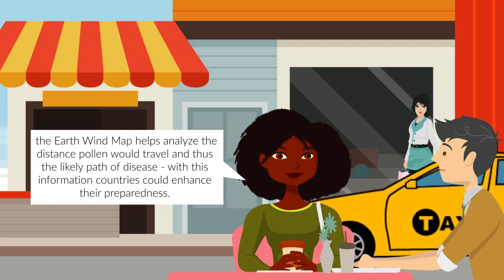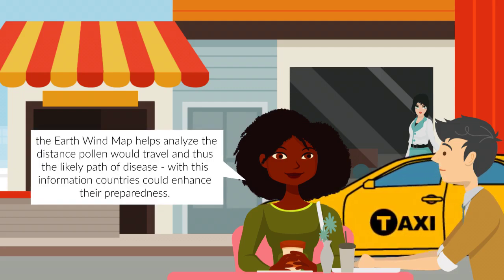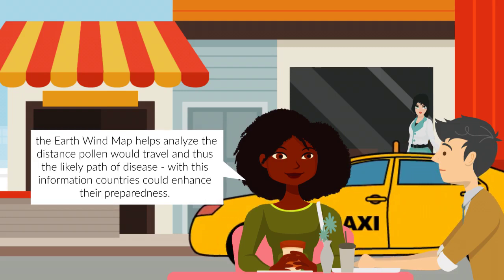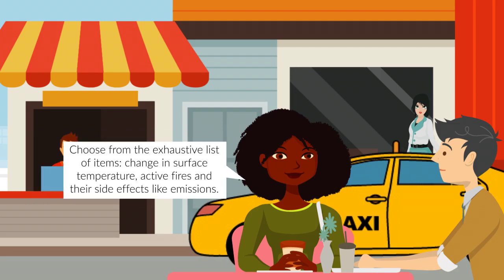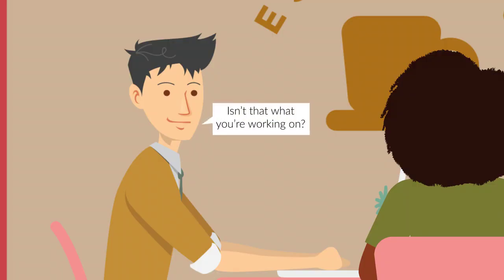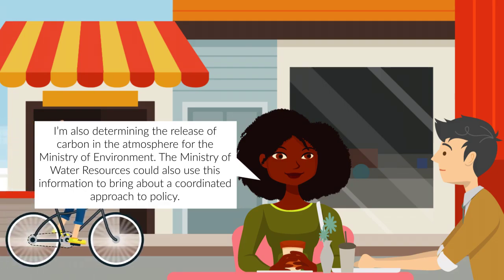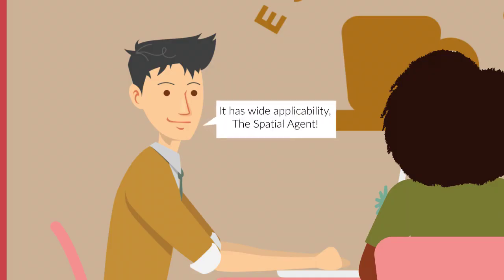The Earth Wind Map helps analyze the distance pollen would travel and thus the likely path of disease. With this information, countries could enhance their preparedness. Choose from the exhaustive list of items, change in surface temperature, active fires, and their side effects like emissions. Isn't that what you're working on? I'm also determining the release of carbon in the atmosphere for the Ministry of Environment. The Ministry of Water Resources could also use this information to bring about a coordinated approach to policy. It has wide applicability, this Spatial Agent.